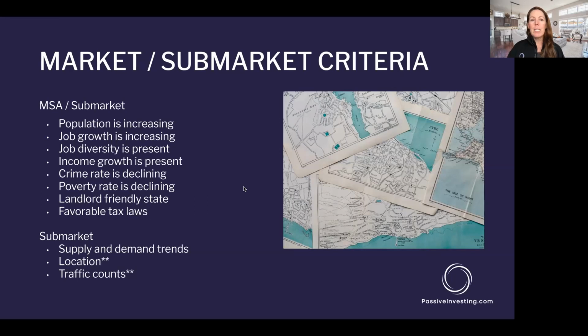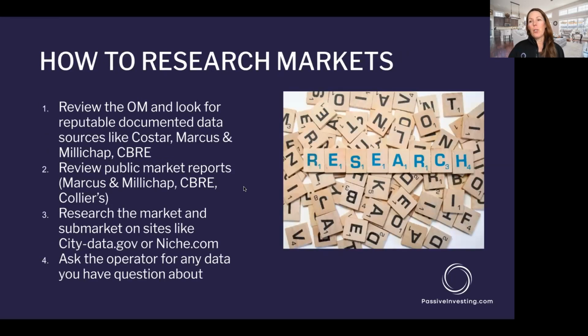Now, how do you research markets? Be sure you're going to get an offering memorandum. You might ask the operator on an initial call, can you send some market data? And they go, hey, we'll send you some offering memorandums of our previous deals. In those offering memorandums is information on Charlotte, Charleston, or whatever. Open those up, even if it's closed deals, and you can start studying the markets.